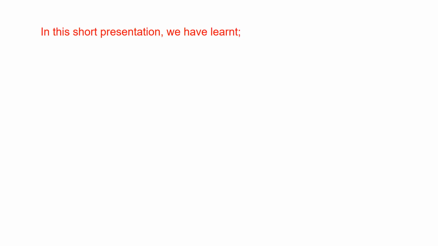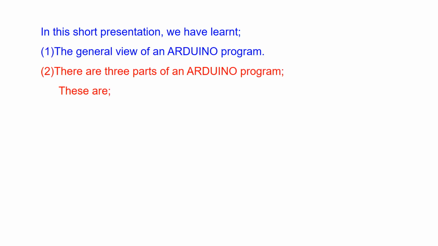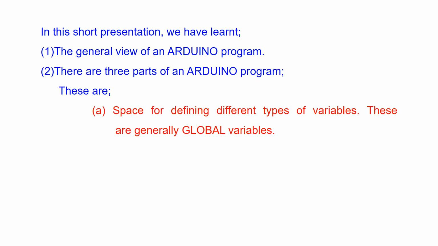In this small presentation, we have learned the general structure of an Arduino program. There are three parts of an Arduino program. These parts are: in the first part, we define all the variables which we are going to use, particularly the global variables, as integer variables, character variables, or float variables.